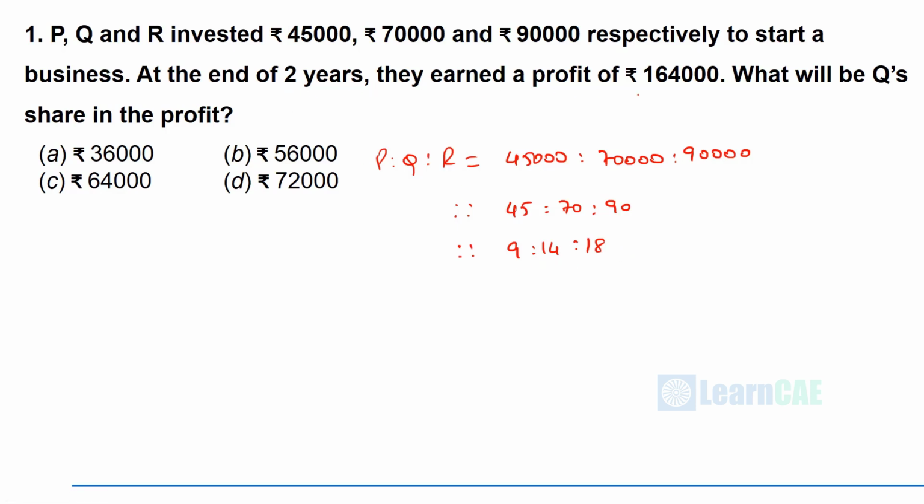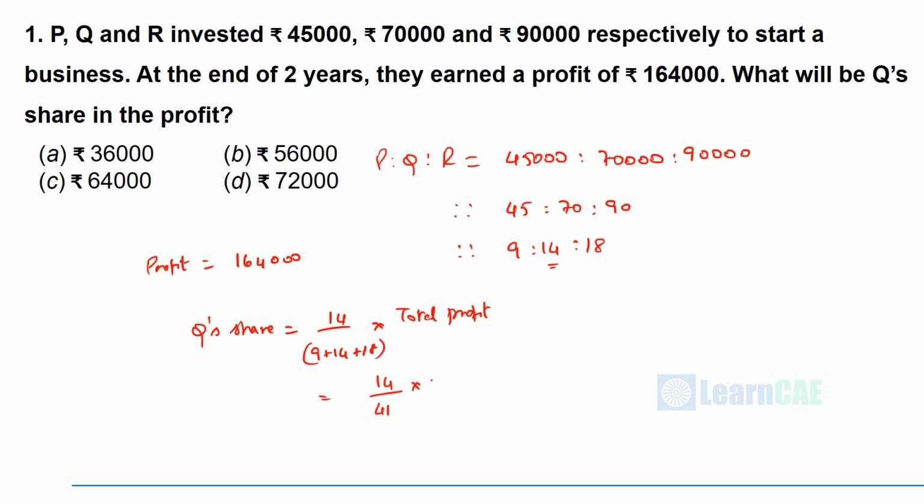So at the end of 2 years, they earned a profit, total is equal to 164,000. Q's share will be equal to 14 divided by the sum of these three numbers, that is 14 divided by 9 plus 14 plus 18, into total profit. This is equal to 14 by, 14 and 18 is 32, 32 plus 9 is 41, into 164,000. I think 164 will be going 4 times in 41.